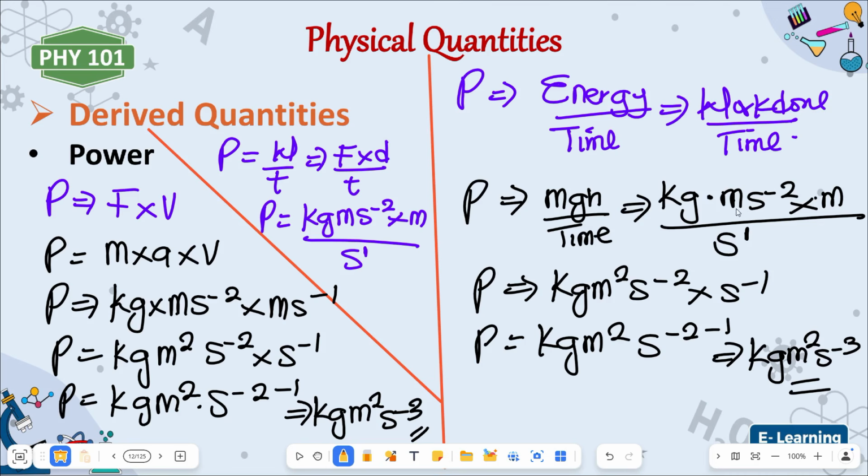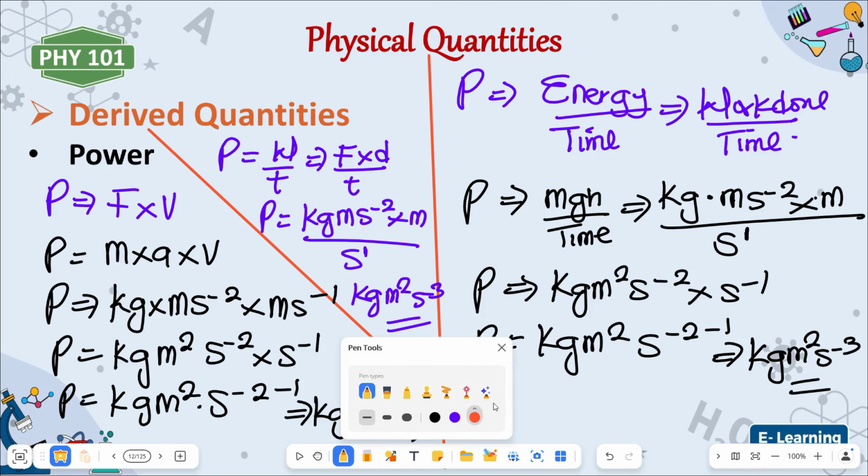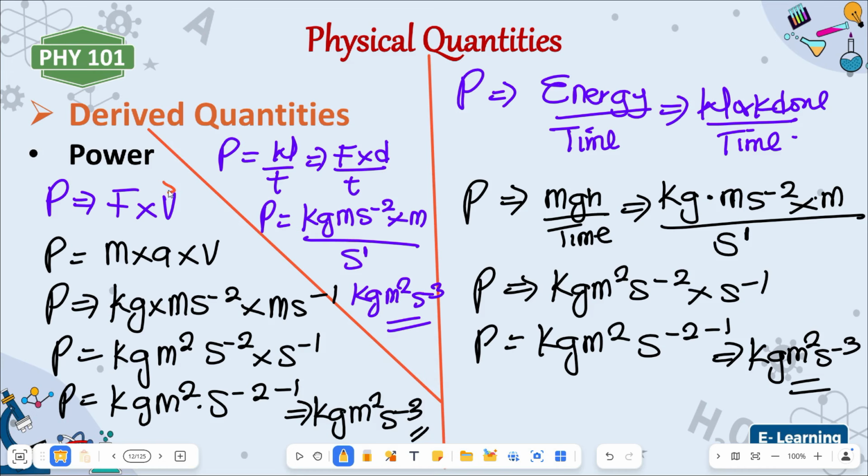We've gotten to this step again. Are you getting it? So if we follow every other thing down, you will see that we also get kg meter square per seconds raised to the power of 3. So this is the unit of power and how you can derive it. So take note that power can be force times velocity, as you can see here. You should take note, these are the various formulas for power.